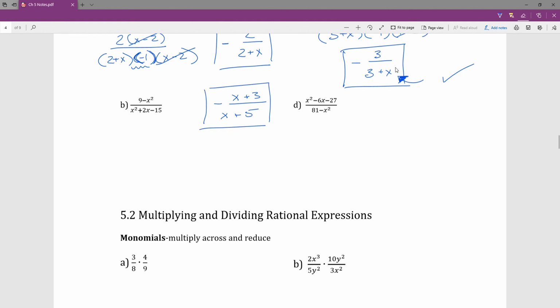That's a bit messy. And that negative should be out in front of that one.